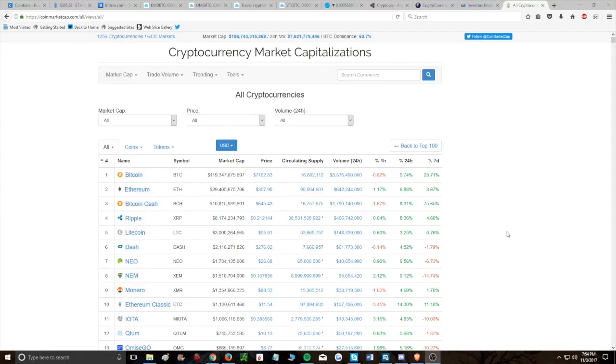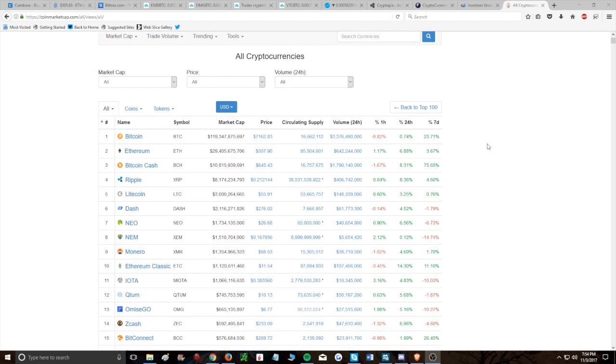Another trading tool that I like to use every single day for more of the fundamental analysis is coinmarketcap.com. And that's right here. And this will show you all the numbers you need to know and links to more in-depth information about each project.